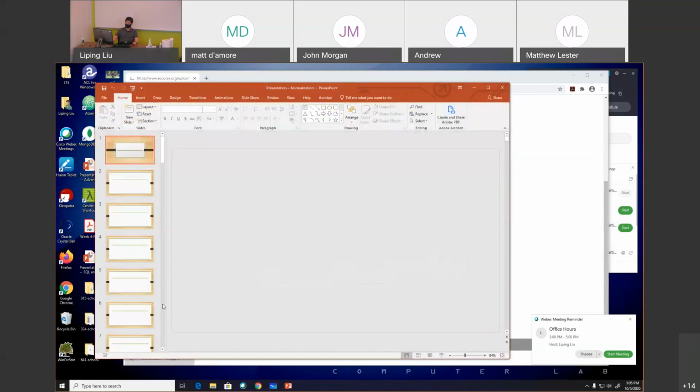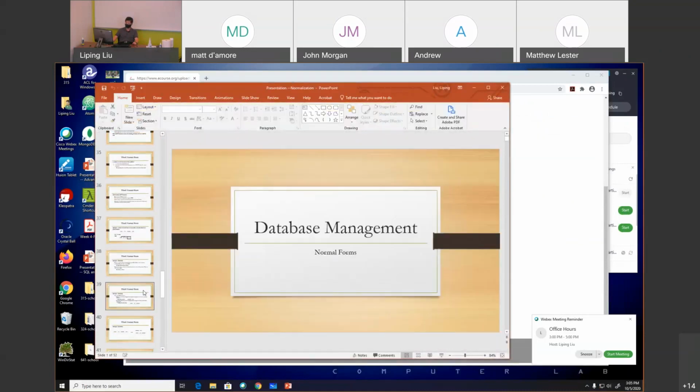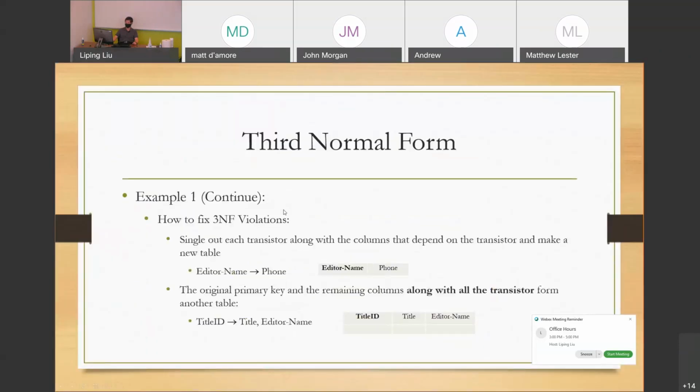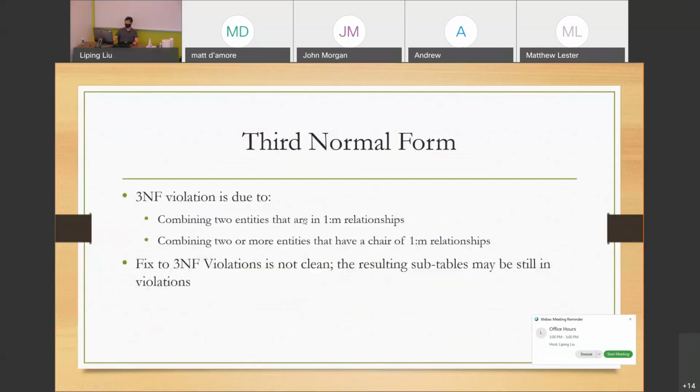So let me go pretty much all the way back. We finished third normal form. Let me see whether we can start here. Slide show. Okay, so we did that, and we did that. Then, I already said that if you're combining two tables which have a one-to-many relationship, then you're going to have a third normal form violation. Combining three tables that have a chain of one-to-many relationships, for example, table 1 has a one-to-many with the second table, which has a one-to-many with the third table. If combining all three tables, then you're going to have third normal form violations too. Okay, so the result of fixing a third normal form violation is not clean.